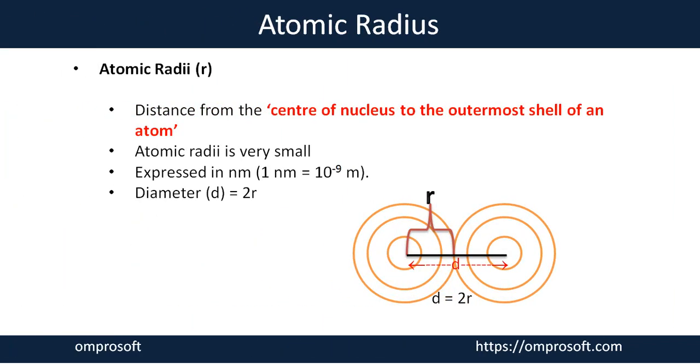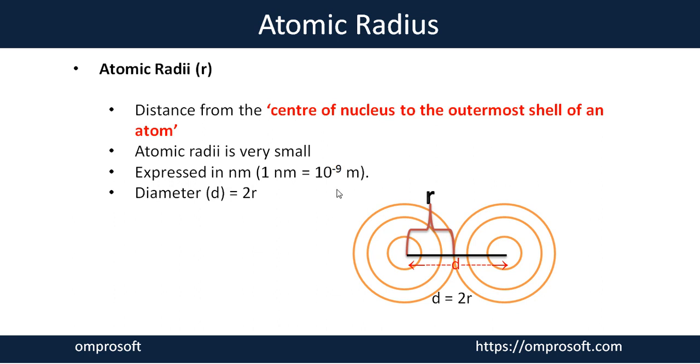So first, what is atomic radius? Atomic radius, which is also called atomic radii, is represented by small r. It's the distance from the center of the nucleus to the outermost shell of an atom. Like you can see here, this is the center of the nucleus and this is the outermost shell. So the distance from the center of the nucleus to the outermost shell is called atomic radius, which is represented by small r.